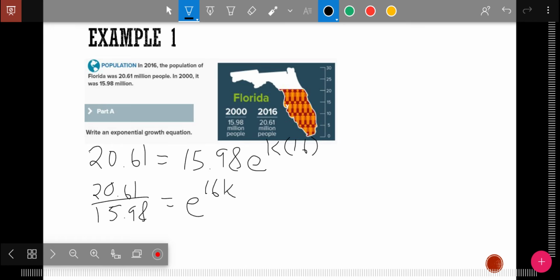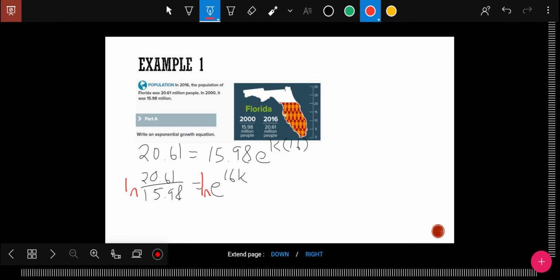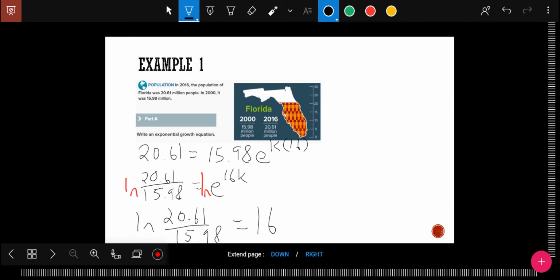Now I want to bring that k back down to the equation. Right now it's an exponent, way up there. Bad k, get down, k. How do I bring it down? That's by logging both sides. Now when I log and it is an e, I have to do the natural log, so I ln both sides. Essentially at this point I have ln of all of that, 20.61 over 15.98, equals, well, ln e cancels out, so just 16k.